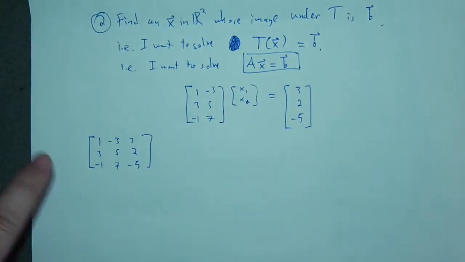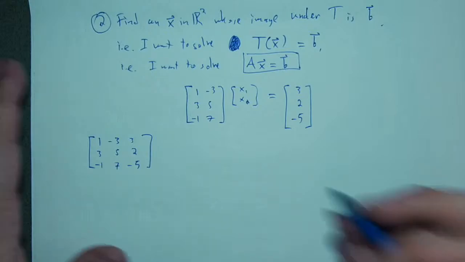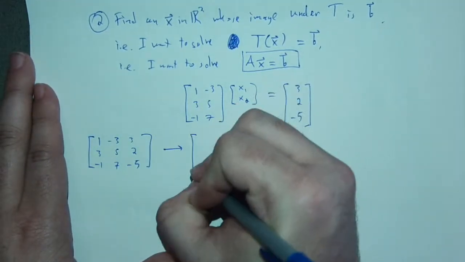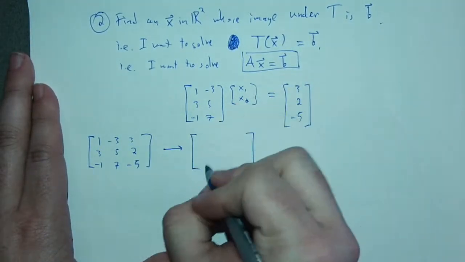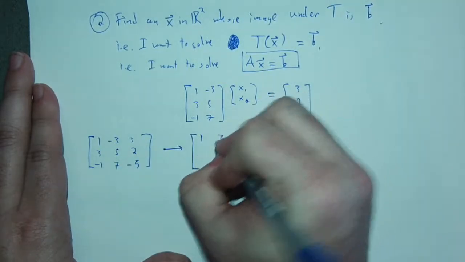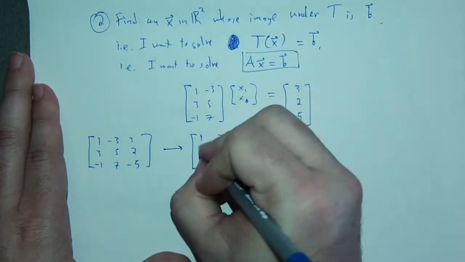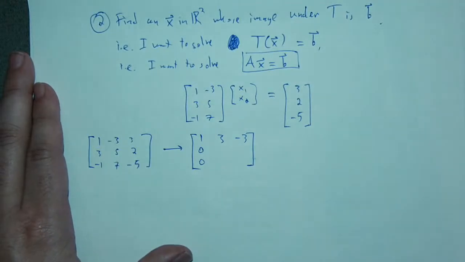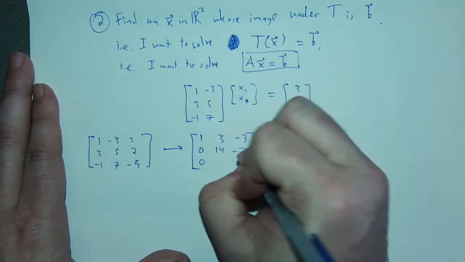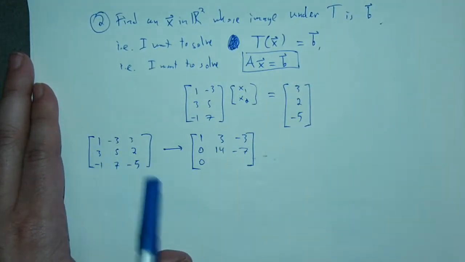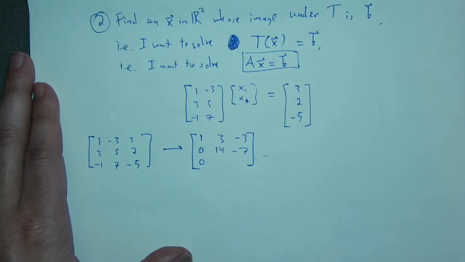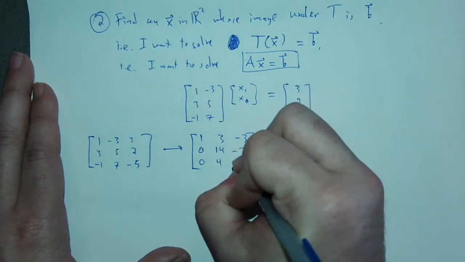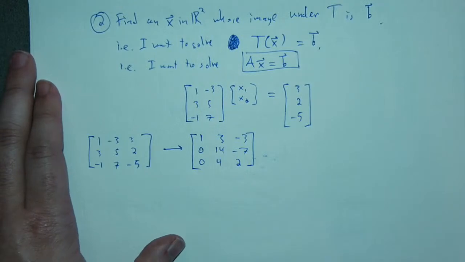We already have a nice pivot position in the upper left, so I'm going to row reduce it by zeroing out these two entries below. So I have 1, 3, -3. Zeroing out these two entries, I'm just going to go ahead and copy this. This is 0, 14, -7. That's multiplying these by -3 and adding, replacing row 2. Doing the same thing, replacing row 3, I get 4 and -2 here.